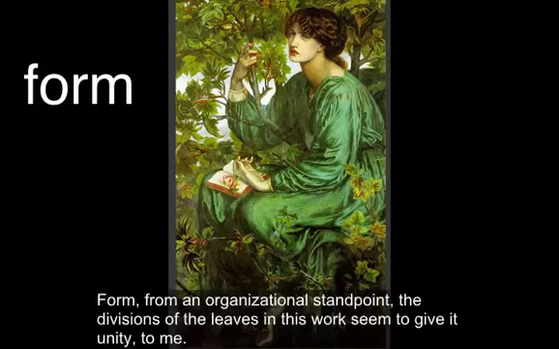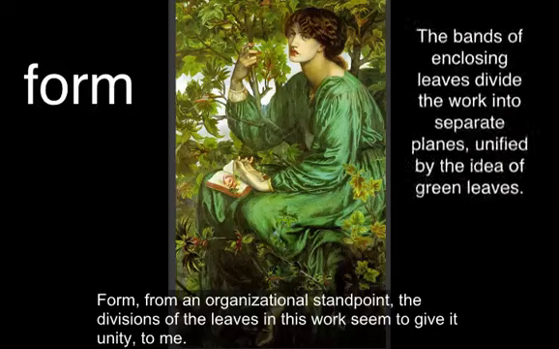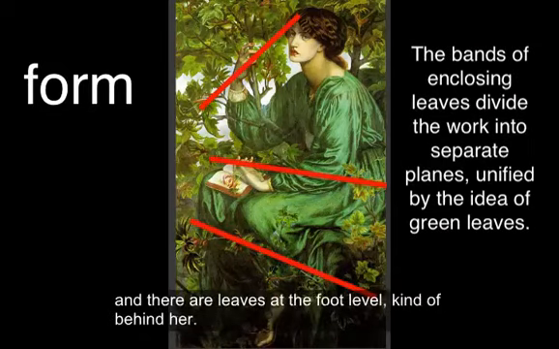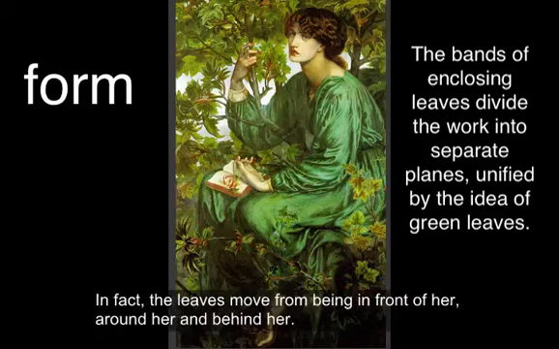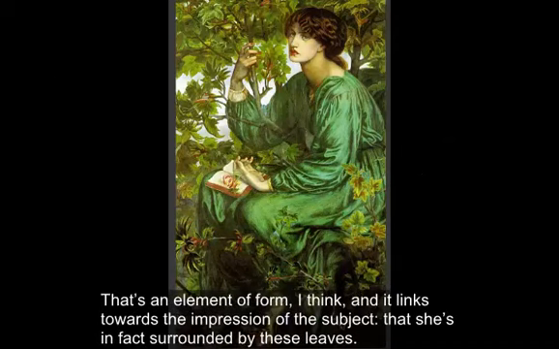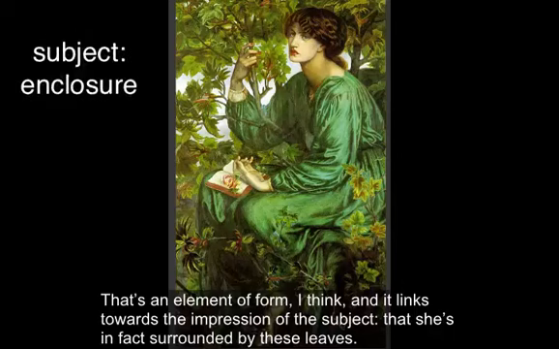Form from an organizational standpoint, the divisions of the leaves in this work seem to give it unity to me. There's leaves at the top, there's leaves at her waist level, and there's leaves at the foot level, kind of behind her. In fact, the leaves move from being in front of her, around her, and behind her. That's an element of form, I think, and it links towards the impression of the subject that she's in fact surrounded by these leaves.